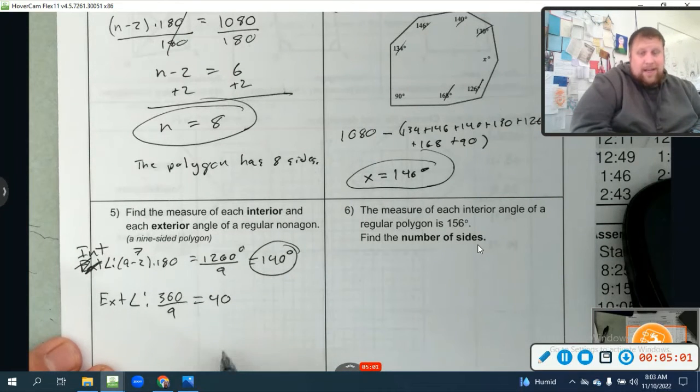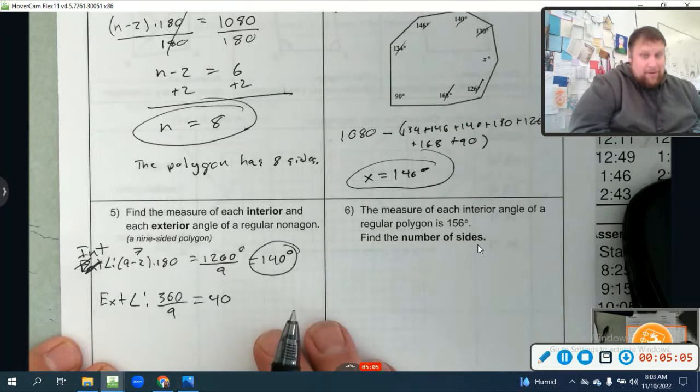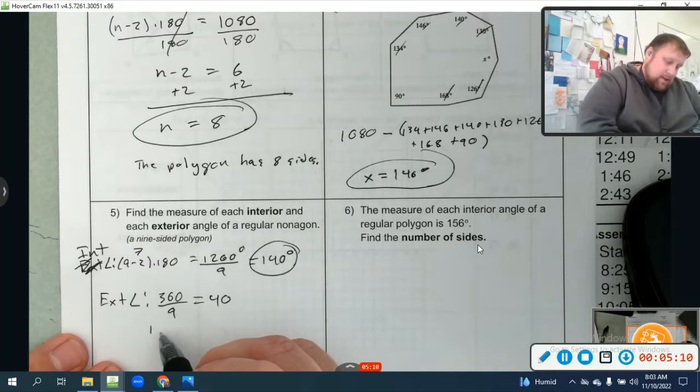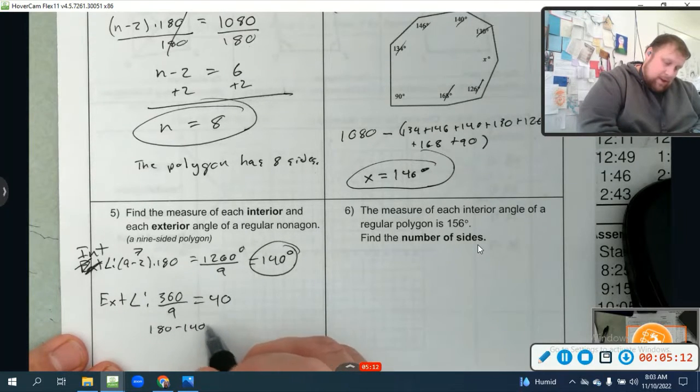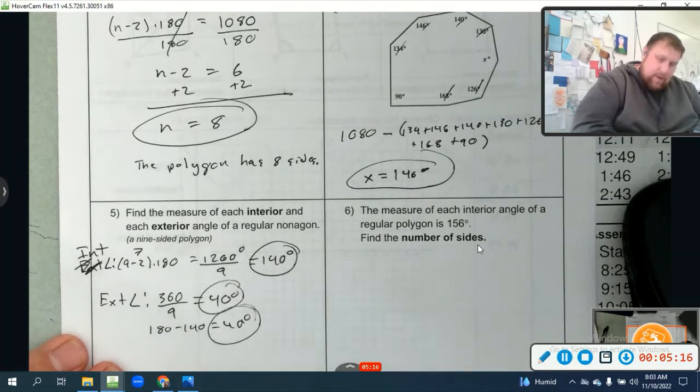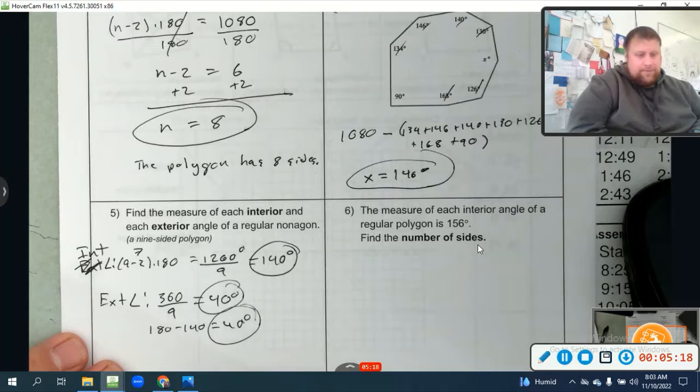Or I could just say, hey, every interior and exterior angle, check it out. Are you ready for this? Every interior and exterior angle pair adds up to 180. So I could have just said 180 minus 140 equals 40 degrees. Either one will get you a single exterior angle.